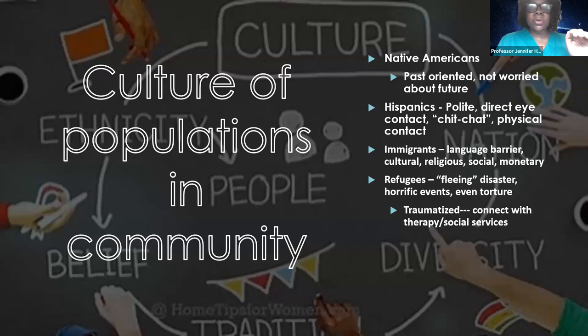These cultures, Native Americans, Hispanics, immigrants, and refugees, are four different cultures and ethnicities that you want to make sure you understand. For example, Native Americans are past oriented. They're not concerned about the future. So as a community health nurse, I work on the reservation, so I already know that we may go ahead and make that appointment for them.